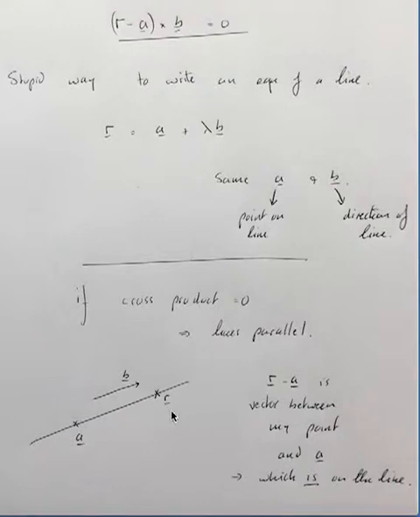If my point r was not on the line, r minus a would look like this, let's say. It would not be parallel to b, the direction of the line, so r minus a cross b would not equal 0. So that's what's going on.